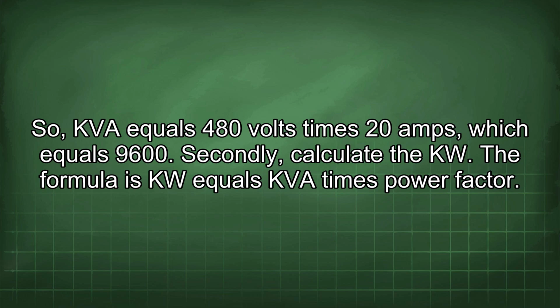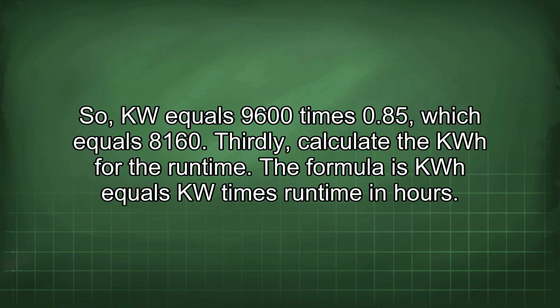Secondly, calculate the kW. The formula is kW equals kVA times power factor. So kW equals 9,600 times 0.85, which equals 8,160. Thirdly, calculate the kWh for the runtime.